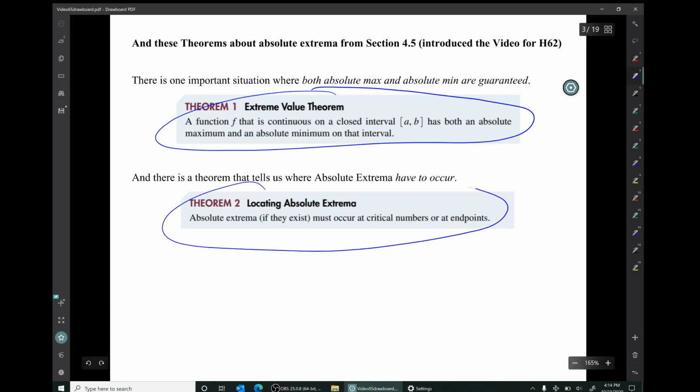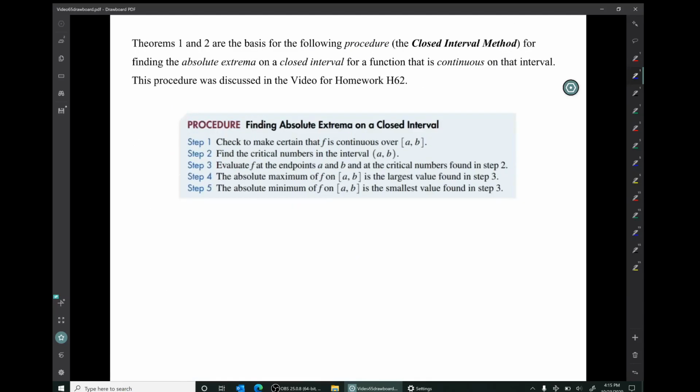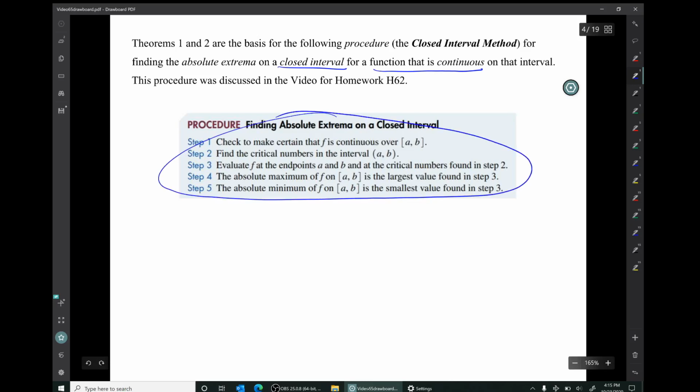There's another theorem that says any function, even if the interval is not a closed interval, the absolute extrema, if they exist, have to occur at critical numbers or at endpoints of the domain, if the domain has endpoints. We had the closed interval method for this situation where a function is known to be continuous on an interval that is a closed interval. You make a list of the important x values, that is the endpoints and the critical numbers that are in the interval, and you find the corresponding y values, and the greatest one of those is the absolute max, and the least of those is the absolute min.